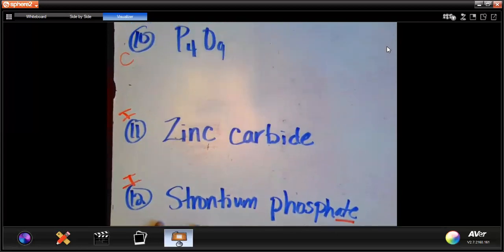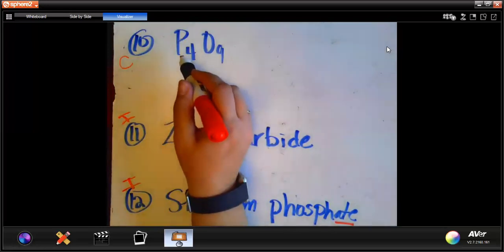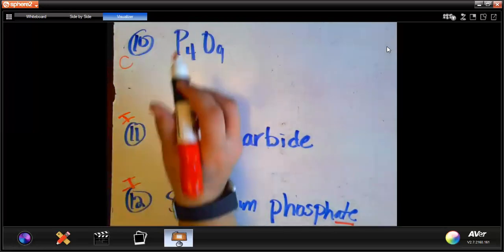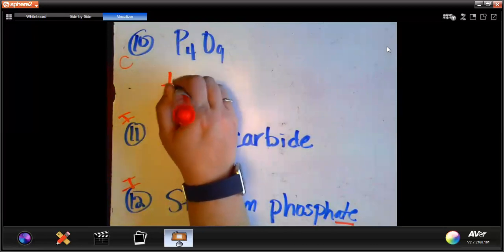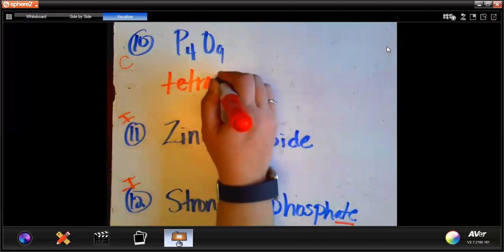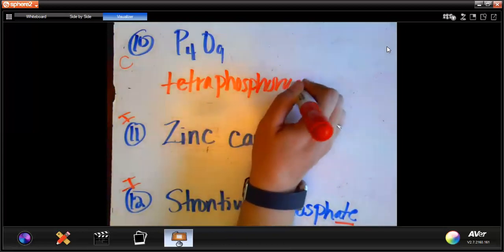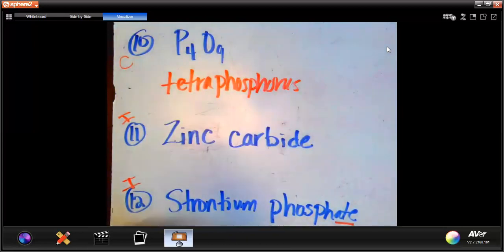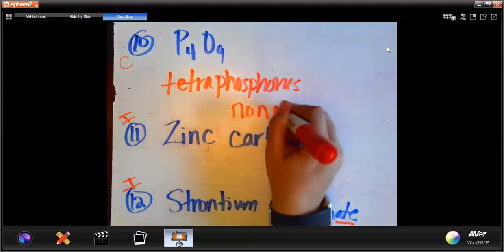All right. So next, for covalent, we use our prefixes. So we have 4 P's. P's phosphorus. 4 is tetra. So we get tetraphosphorus, and then 9 is nona, but we drop the A, and so we get nonoxide.